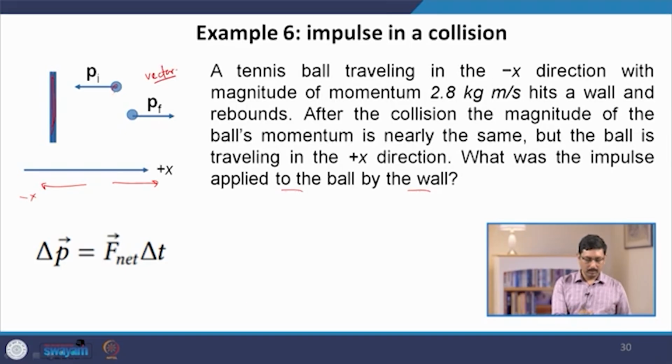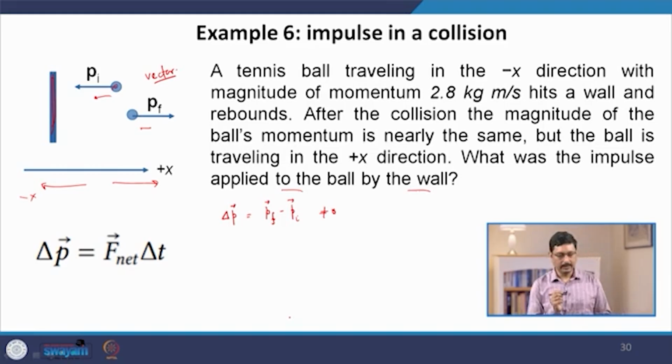So, even though the ball has the same magnitude of momentum before and after the collision, their direction is different. Hence, there is a change in momentum. So, delta p, which is Pf, the final value, minus the initial value, is not 0. So, you have to consider the direction also when you calculate the change in momentum.